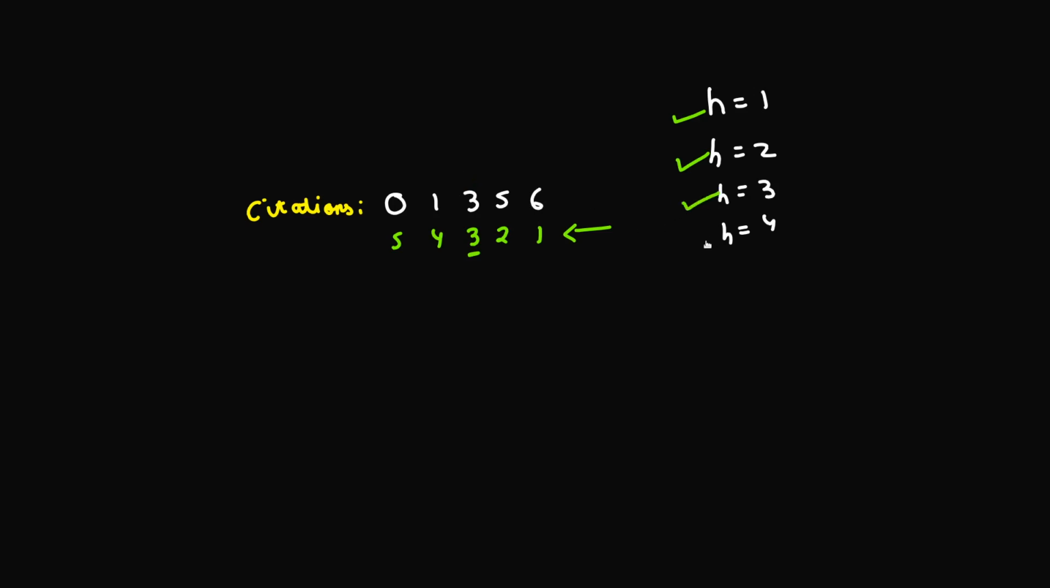Next, I'll be considering H equal to 4. The fourth number from the end is this. So is this number greater than or equal to 4? No. That means that I don't have at least 4 numbers which are greater than or equal to 4. So 4 cannot be the H index, and this is the point where I break my algorithm.